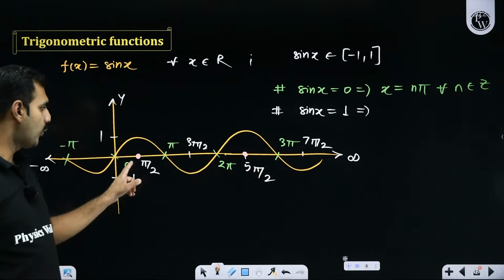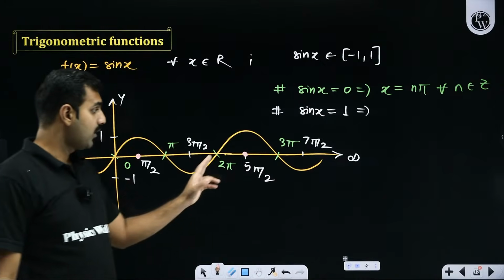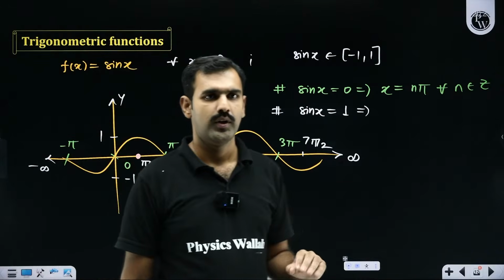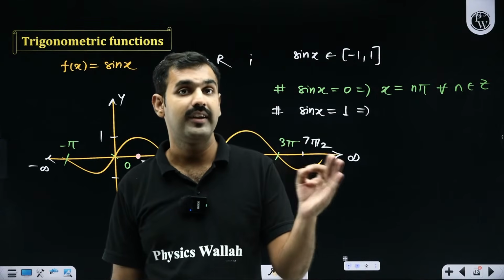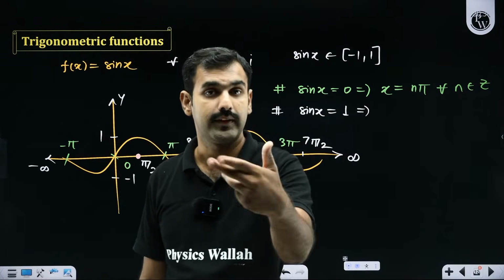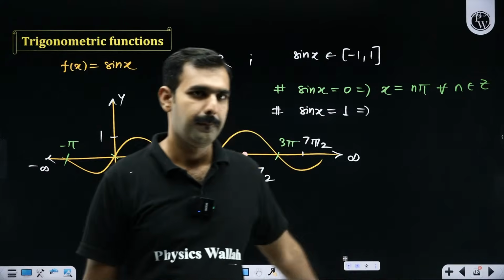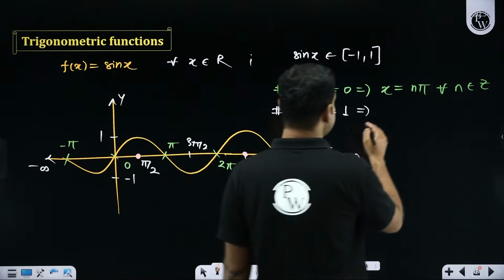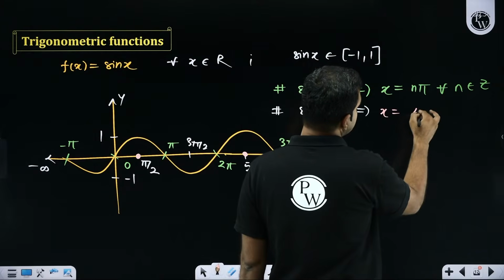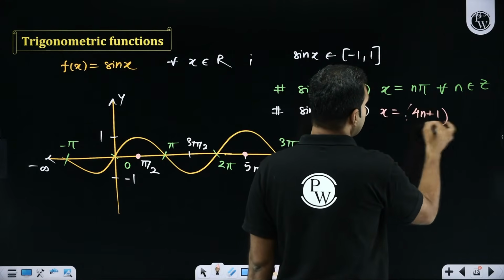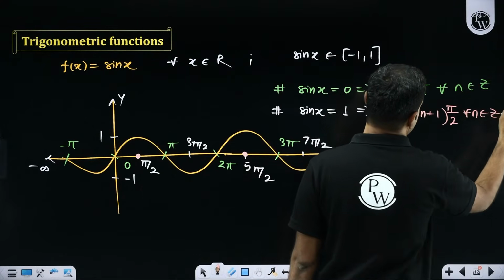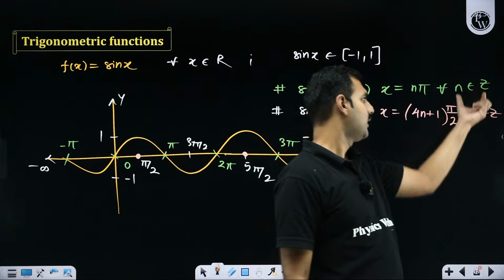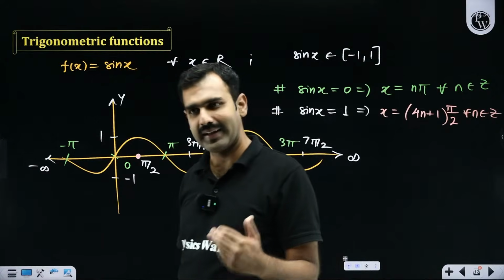So imagine this, 1 into pi by 2, 5 into pi by 2. So it's like 1, 5, 9. They all are 1 more than a multiple of 4. Which means sin x is 1 whenever x is (4n plus 1) times pi by 2, where n is nothing but an integer again. I'll not write it repeatedly. We'll assume now that n is an integer.